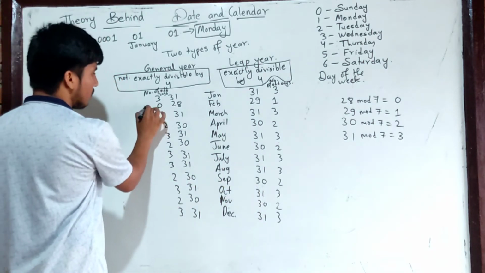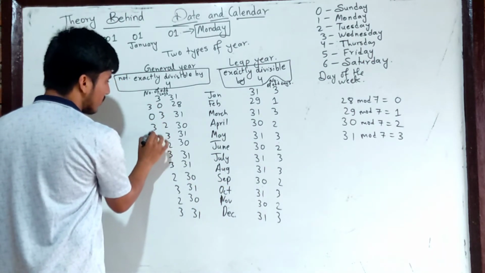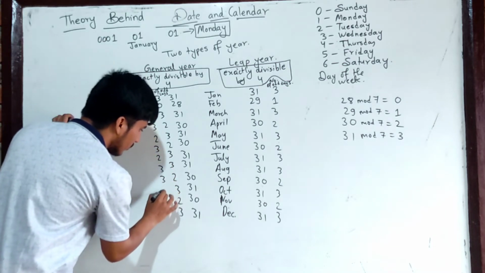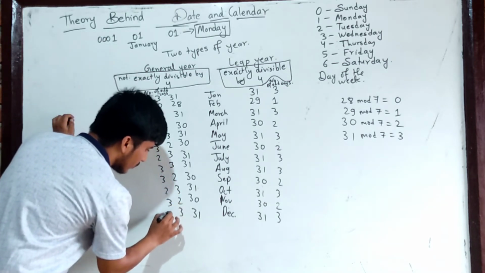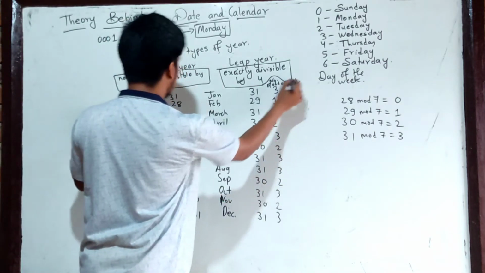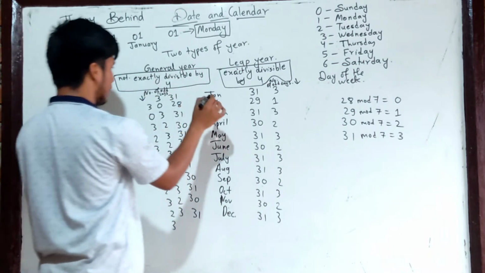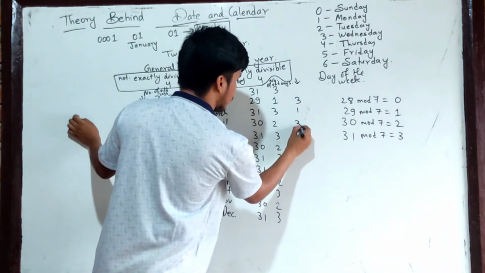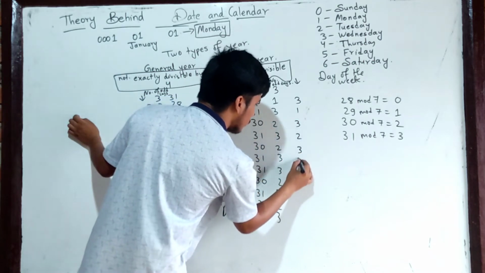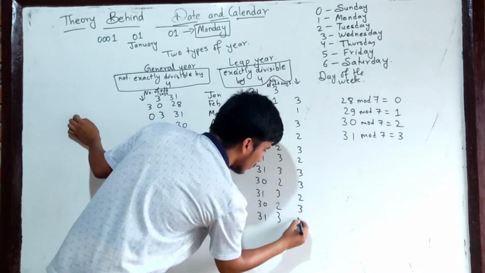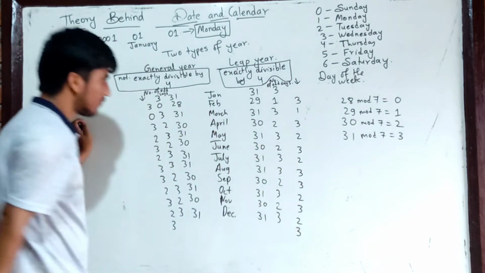This will give us 3 0 3 2 3 2 3 3 2 3 2 3 for the general year, and here we will have one step down for the leap year as well, right? This will give us 3 1 3 2 3 2 3 3 2 3 2 3.